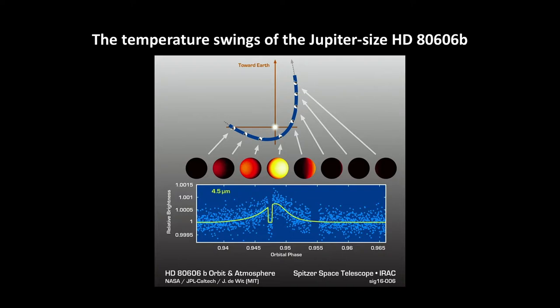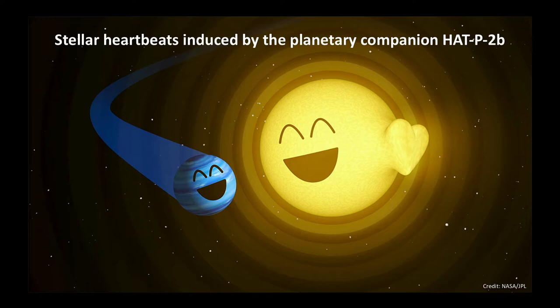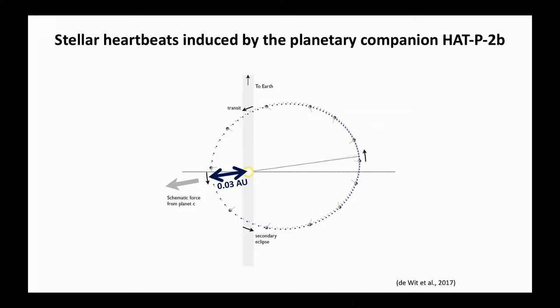Last example of what we've done, and the point here is to show how important it is for us to approach this new parameter space with a physics-based approach, is the case of some relaxed stellar heartbeat for a planetary companion. So it's HAT-P-2b that we had observed around secondary eclipse, which happens here.